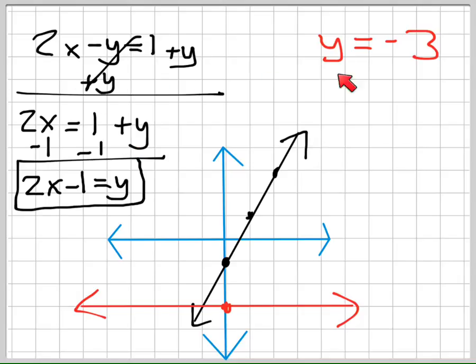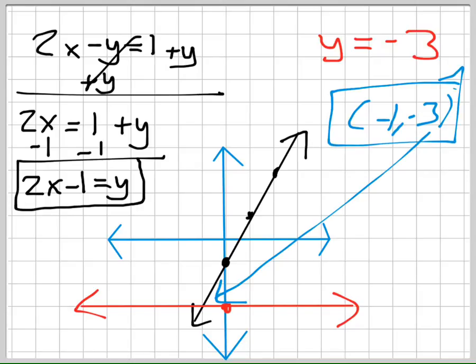So how many solutions are there to this system of equations? There's just one. What is it? Negative 1, negative 3, because those intersect right there. That's at negative 1, negative 3. So you can write your answer as an ordered pair like this. x is negative 1, y is negative 3. If you wanted to write it like this, you could. I would recommend writing it as an ordered pair. Okay. What I mean by ordered pair is the coordinates. So there's one solution to this system, negative 1, negative 3.